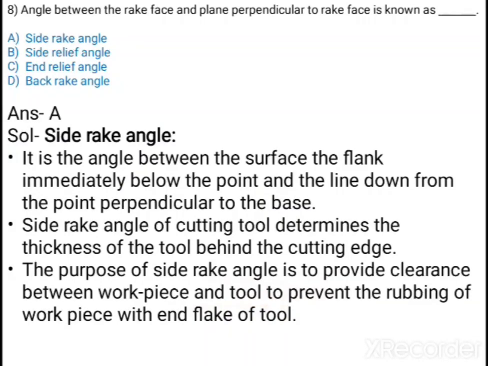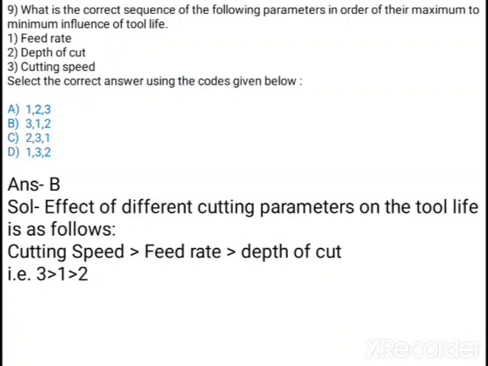So the angle between the rake face and the plane perpendicular to the rake face is known as the side rake angle. It is a very easy question, definition based. Now next question: what is the correct sequence of the following parameters in order of their maximum to minimum influence on tool life? These are the parameters related to tool life.